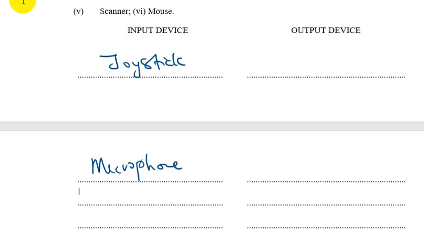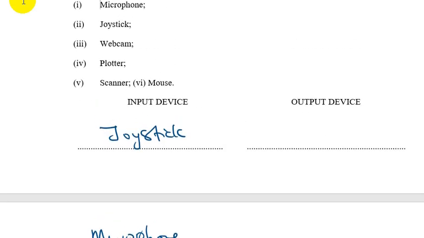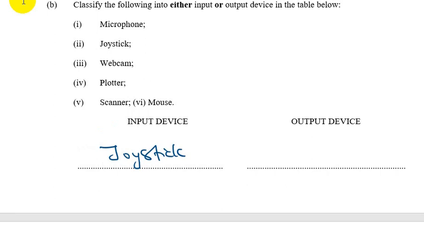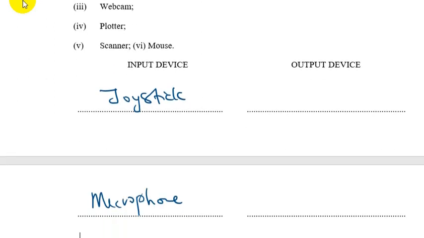Then we also have webcam. The webcam captures you and you feed the computer, right? So that one too will be here. Webcam. We also have plotter. A plotter is not an input device, it is an output device.